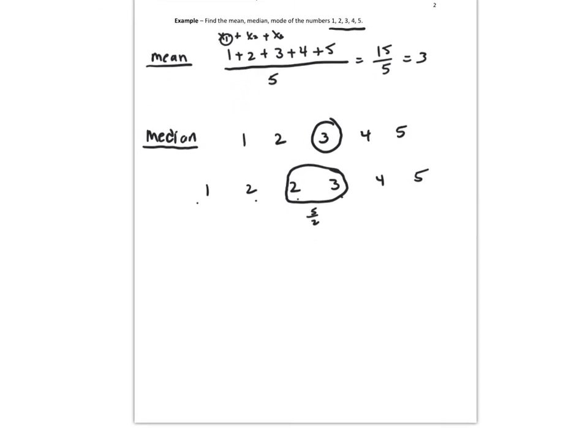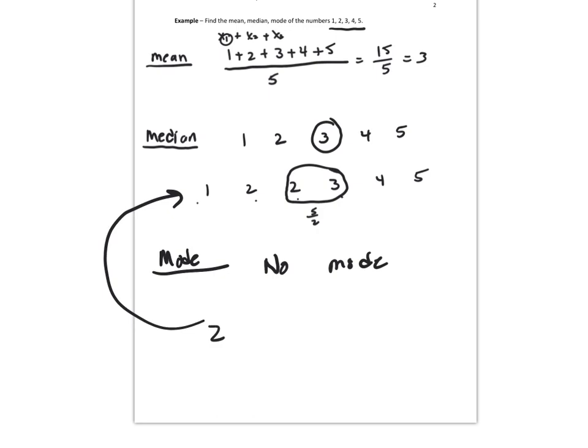Your mode is what? What number shows up the most in 1, 2, 3, 4, 5? Well, there's not a number that shows up more than once, so there's no mode. Now, if I looked at this example, what would be the mode? The mode would be 2 because 2 showed up twice.